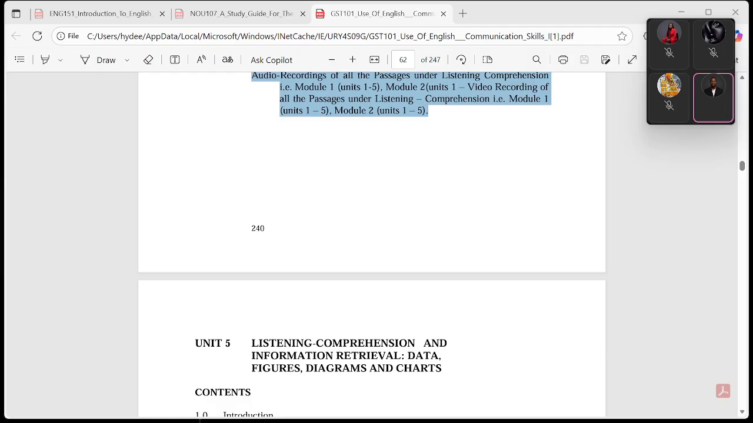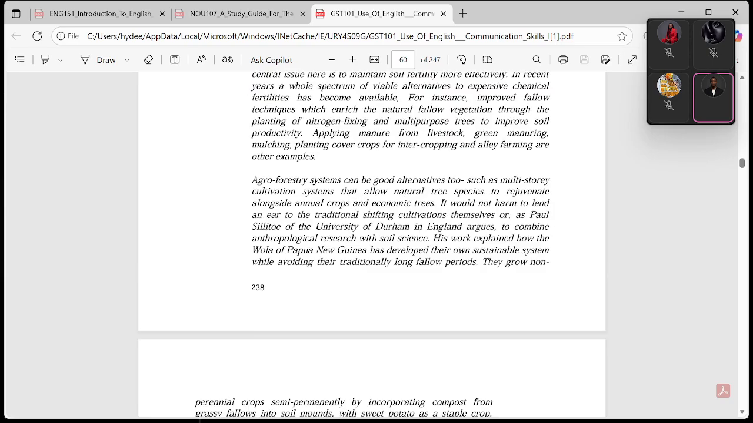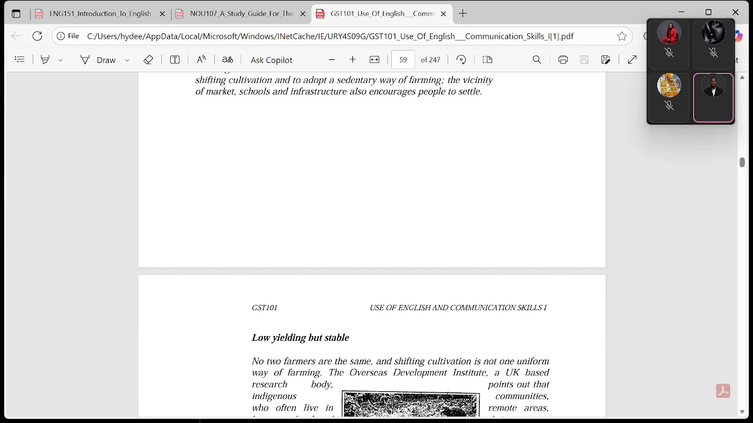All right, so Unit 4 is talking about listening, comprehension, and information. I'm going to be dropping that here for you guys. Let me drop some of my summary. And the first thing it talks about is types of information to be retrieved.